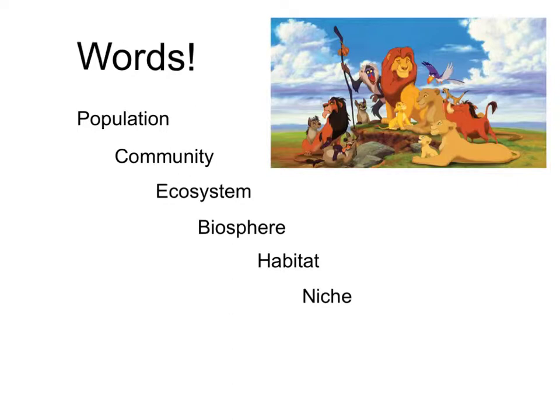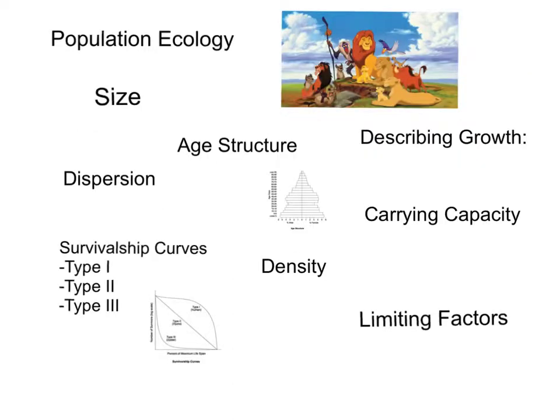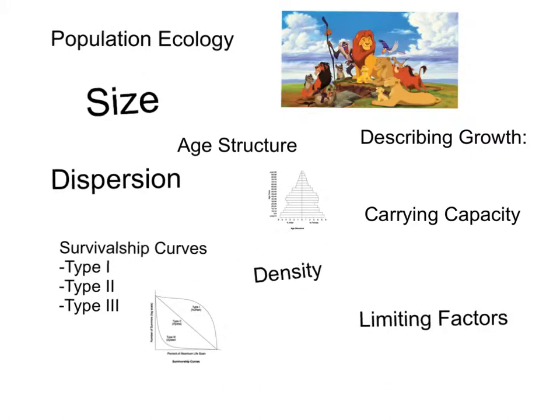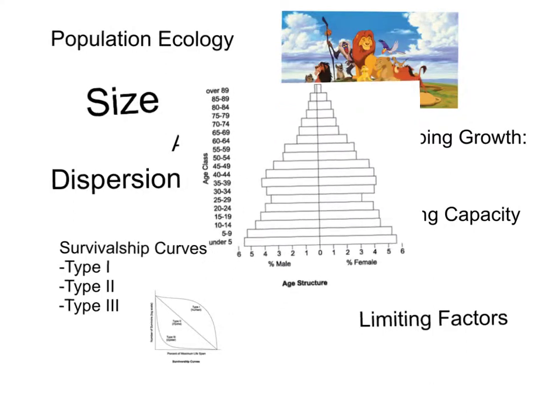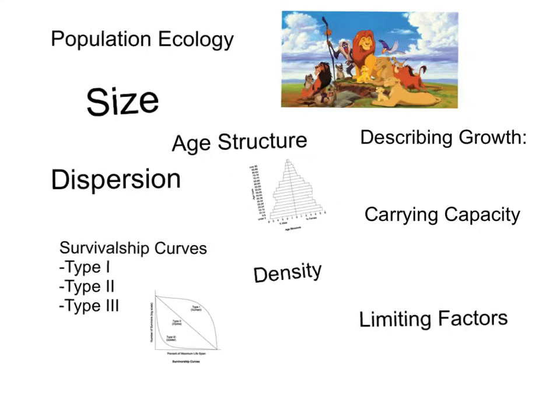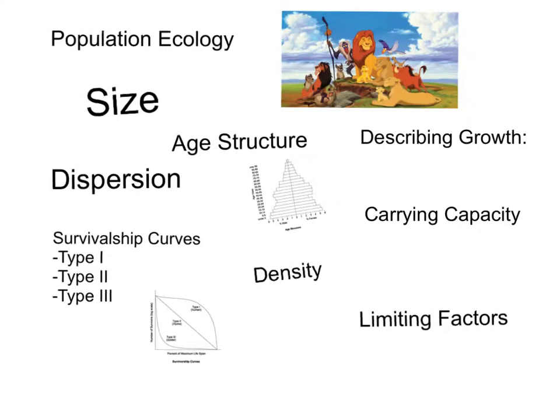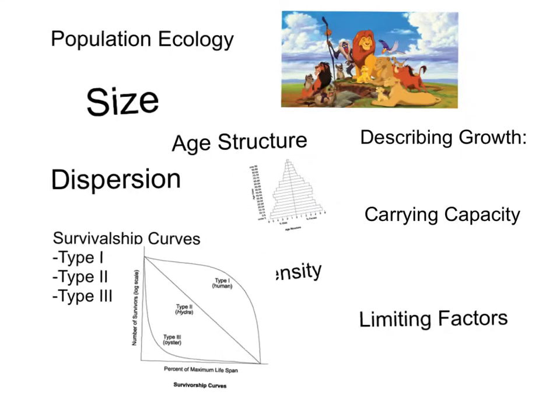The biosphere would be all the regions of Earth with living things. A habitat would be where an organism lives, and a niche would be all the biotic and abiotic resources in an environment that an organism uses. In ecology, we can look at the size, dispersion, and density of a population. An age structure diagram like this describes the abundance of individuals at each age. Survivorship curves will look like one of these.